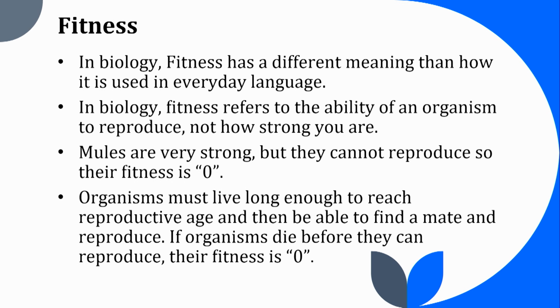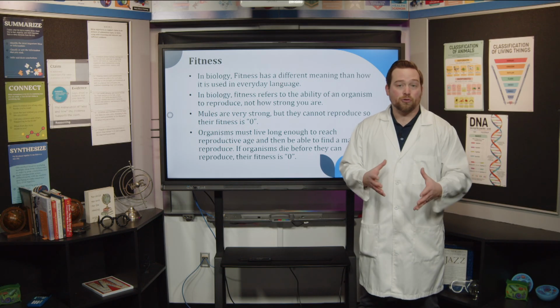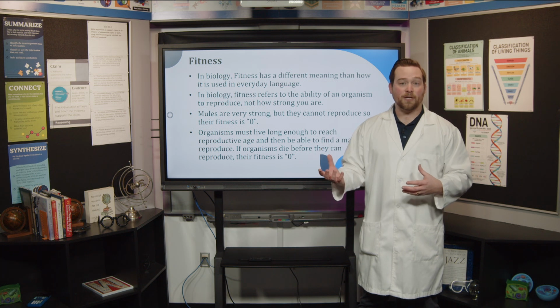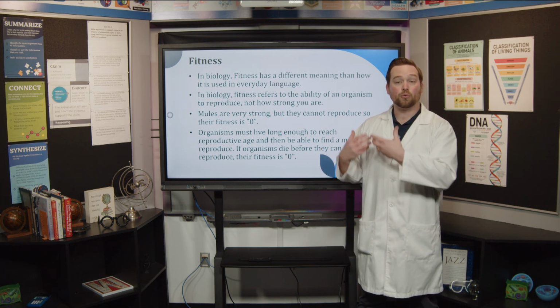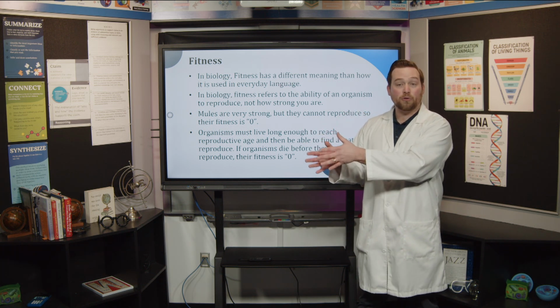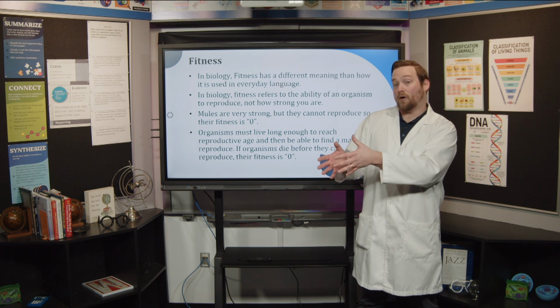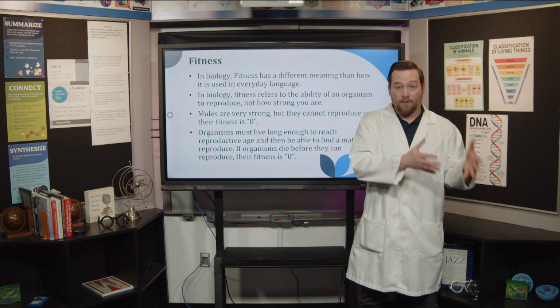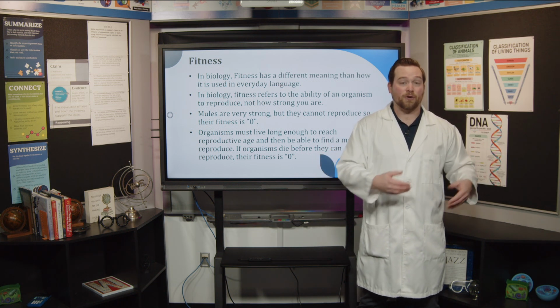So organisms must live long enough to reach reproductive age and then be able to find a mate and reproduce. If an organism dies before they can reproduce, their fitness is 0. Okay, so it doesn't matter how strong you are. When we say survival of the fittest, we mean how likely are you to survive and then reproduce and make offspring. If you make a lot of offspring, your fitness is very high. If you don't make any offspring, your fitness is very, very low.